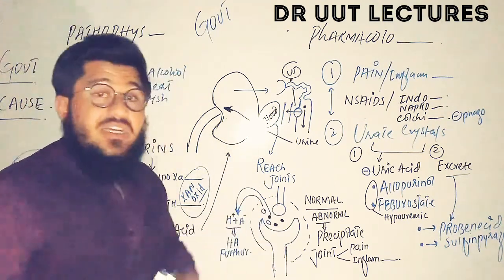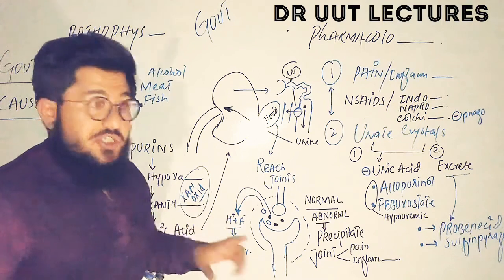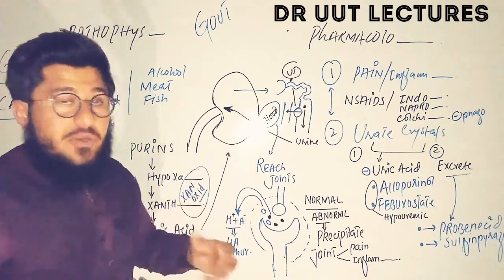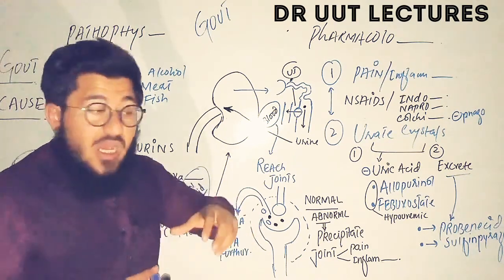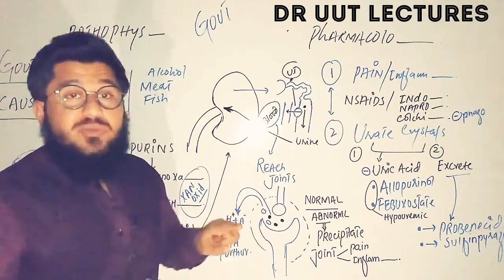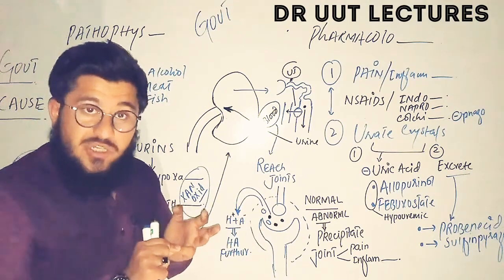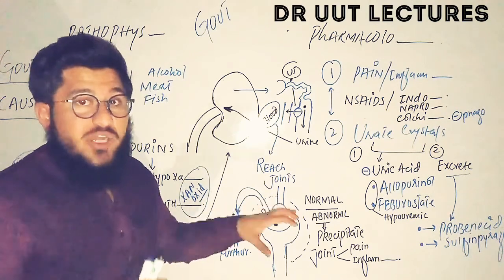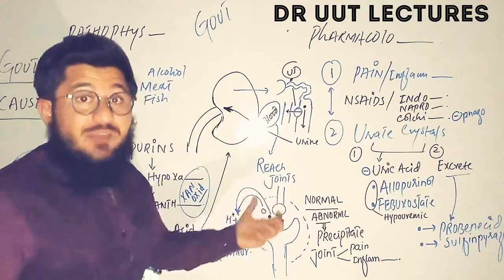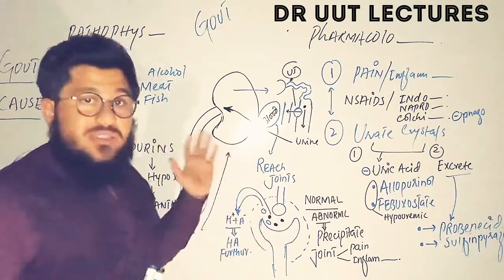Now this increase in the uric acid concentration will cause precipitation. Here the uric acid will precipitate. After that, signs and symptoms will be seen, like a burning sensation in the joints, and inflammation and pain in the joints. So this is how gout appears. Okay, now this was the pathophysiology.